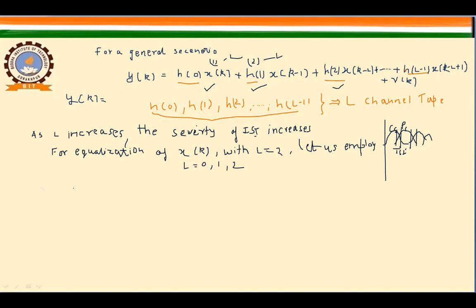So y of k, transmitted symbol at time k plus 2 comma y of k plus 1 comma y of received symbol at time k। ये कैसे मिला है एक बार आप देख लो कि आई एम पुटिंग द वैल्यू ऑफ x k माइनस l प्लस 1, ठीक है। वी आर एज्यूमिंग channel tap is 2.